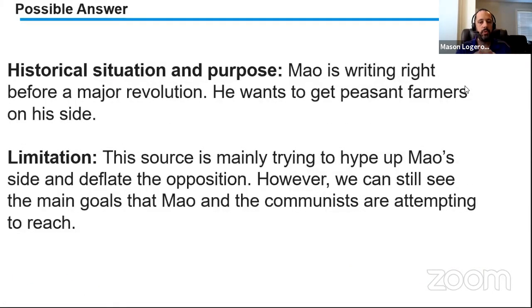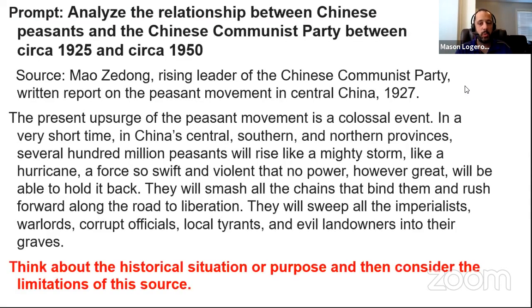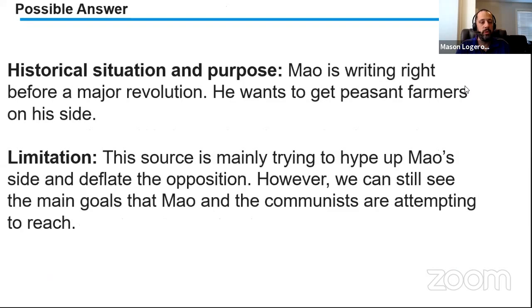Okay, so historical situation. Here we have Mao writing right before this major revolution. Notice the date on here is 1927, so right before the revolution starts. This is Mao's attempt at pumping up the farmers in his area. Okay, this is me pre-football season going, yeah, things are going to be great. He's just trying to pump everybody up, get everybody on his side.